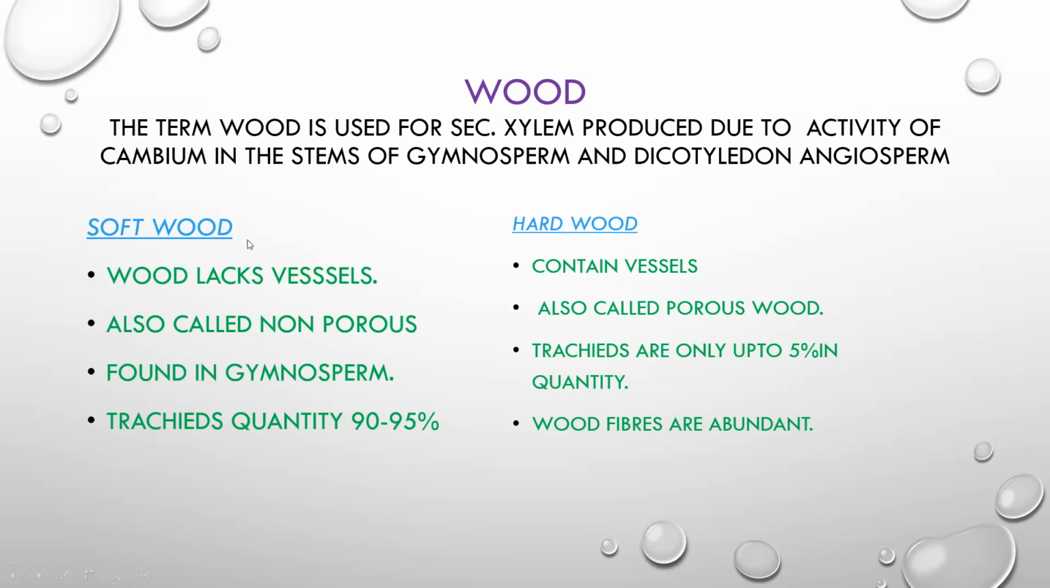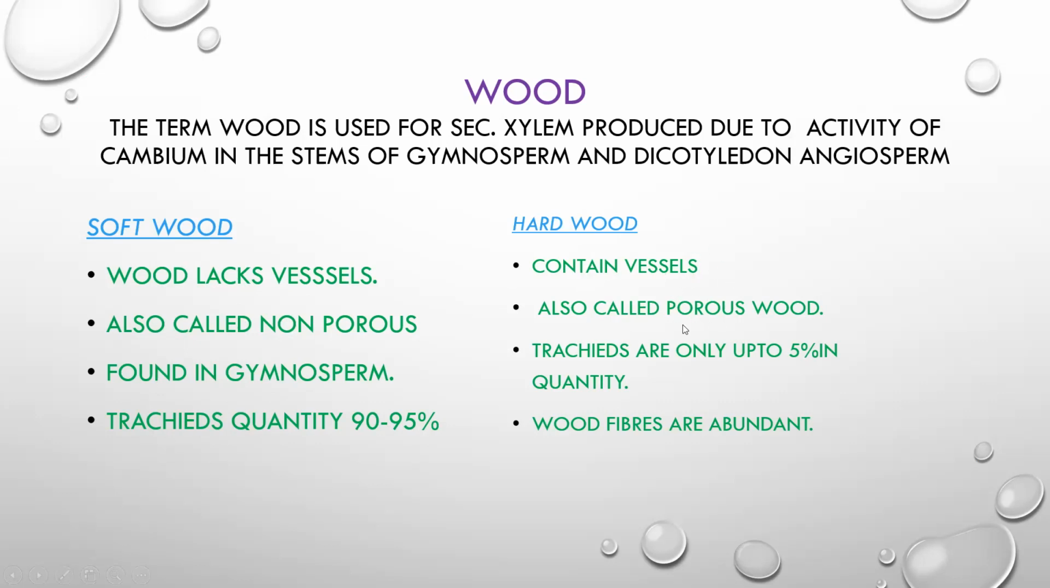Pores, meaning vessels, are absent, so it is called a non-porous wood, and it is found in gymnosperms. Softwood is seen in gymnosperms, and 90 to 95% tracheids are present. So more tracheids are present in softwood, whereas hardwood contains vessels, and it is also called a porous wood because vessels are present.